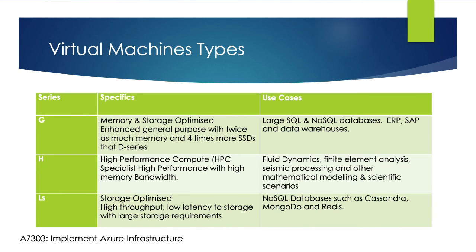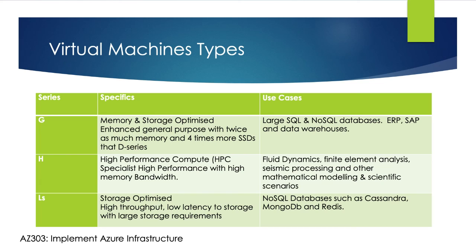G series is a bit of a combination. It's memory and storage optimized. So these are enhanced general purpose, so like the D series ones, but they've got twice as much memory and up to 4 times more local SSDs that they can use. Again, good use cases for these tend to be large SQL and NoSQL databases, ERPs, SAP and so on. So think standard D series, but with more power.